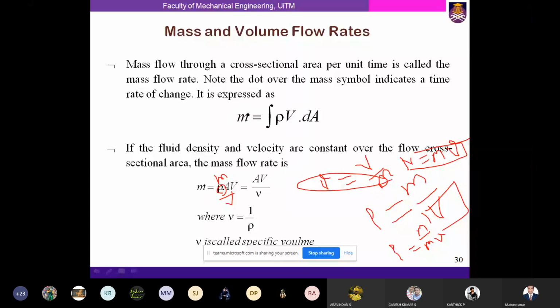If you substitute, then the rho value can be replaced. We can cancel this m, then we have 1 by v. So that is replaced here. We can have m dot as A V by small v. This rho can be replaced as 1 by specific volume small v. Yes, this is the derivation. So small v is equal to 1 by rho. Then you know what small v is? Small v is called specific volume.